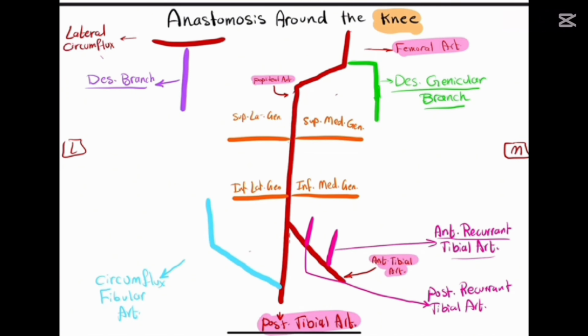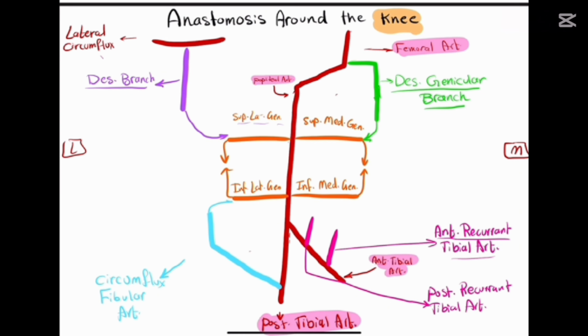Now let's do the anastomosis again. The superior medial genicular and inferior medial genicular will anastomose together. The superior lateral and inferior lateral genicular. Descending genicular branch will anastomose with the superior medial genicular. Descending branch of the lateral circumflex will anastomose with the superior lateral genicular.